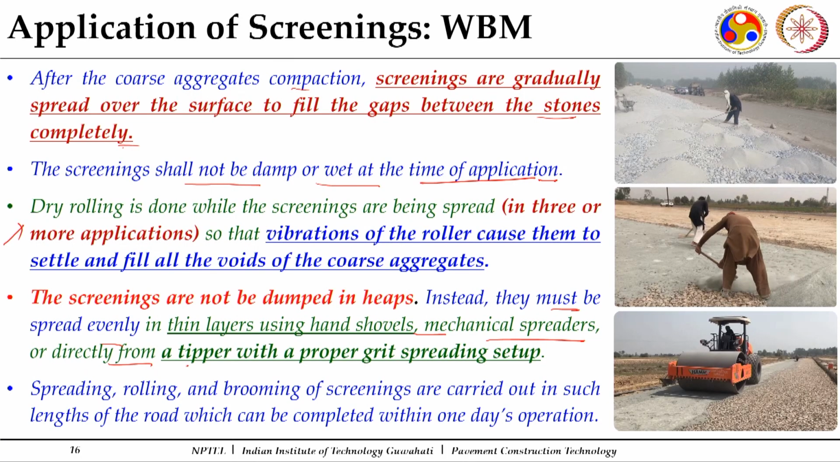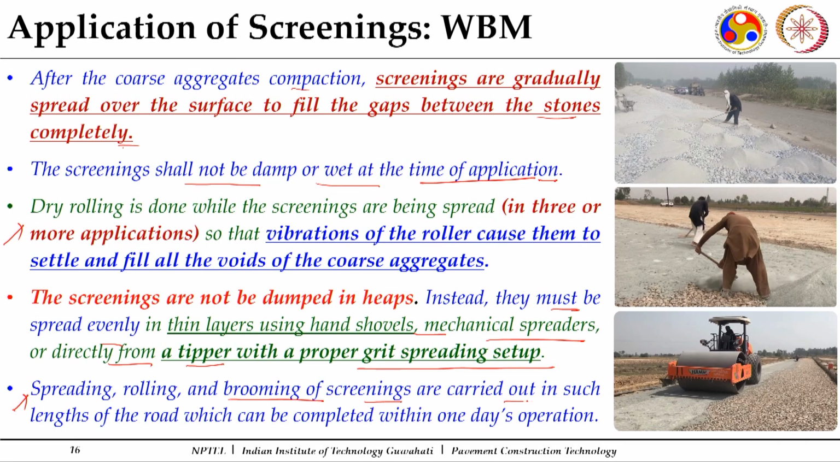So this is a tipper with a proper grit spreading setup. Many of them are coming up with those attachments nowadays. There has been a lot of advancement in construction equipment also. So spreading, rolling and brooming. If you find at some places more material is there, then you will broom it. This exercise will try to disperse your screening material within the voids of your coarse aggregates.